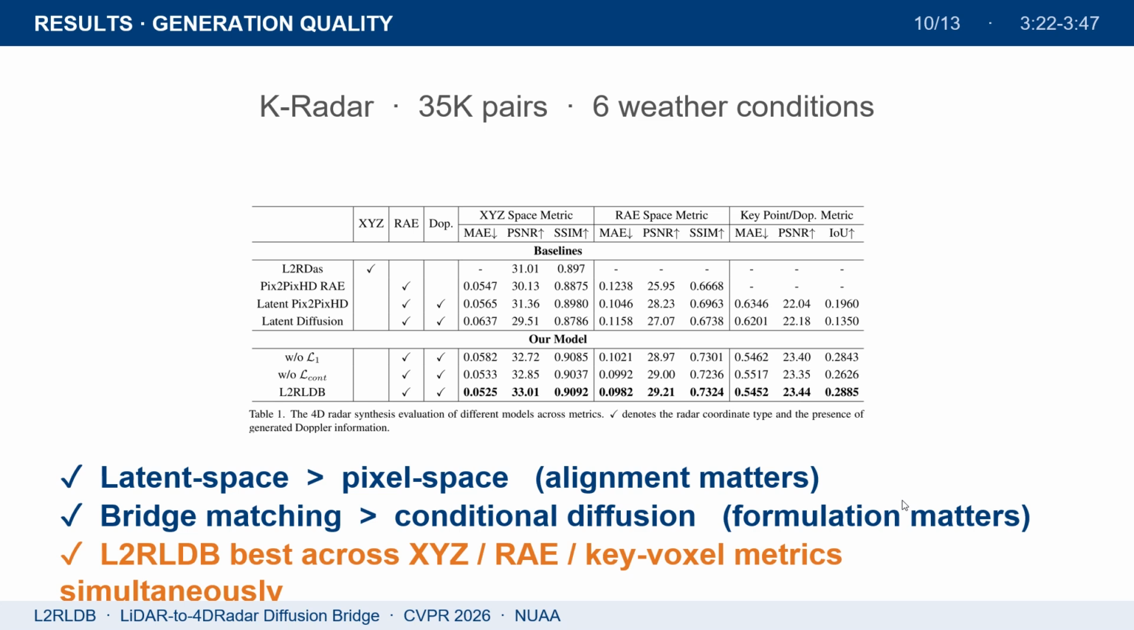On the K-Radar benchmark, 35,000 LiDAR radar pairs across 6 weather conditions, L2RLDB outperforms every baseline. Two key observations. Latent space methods beat pixel space methods, confirming alignment matters. And our diffusion bridge beats conventional conditional diffusion, confirming the bridge formulation matters.